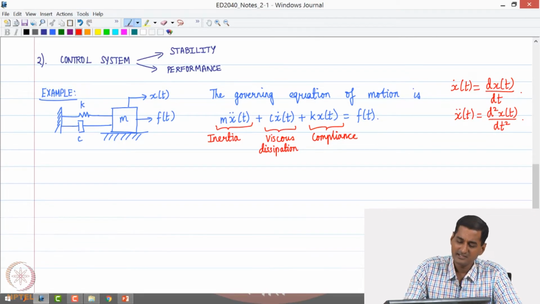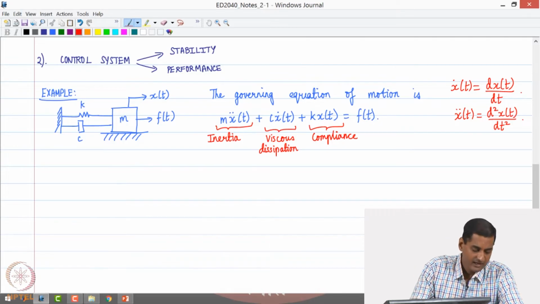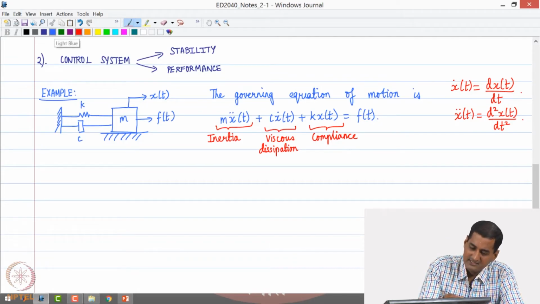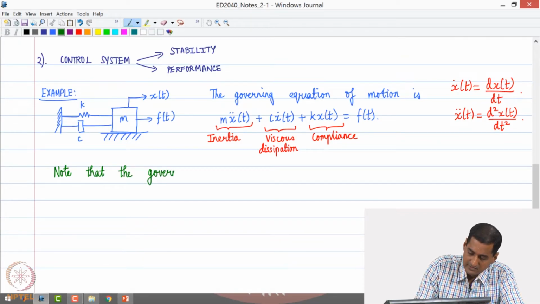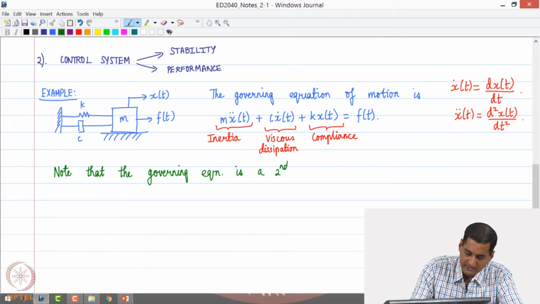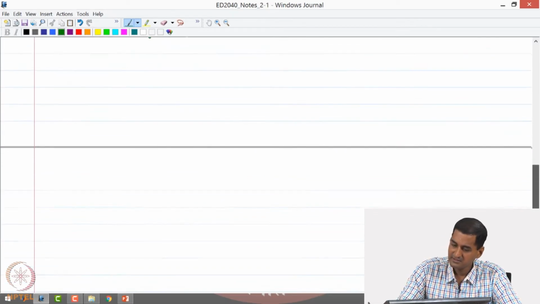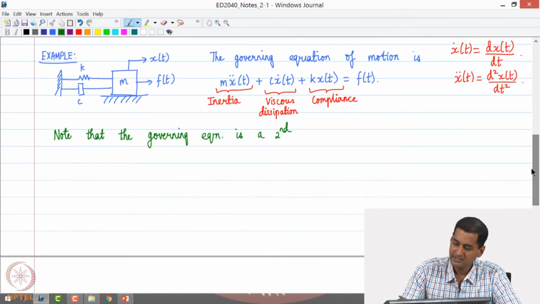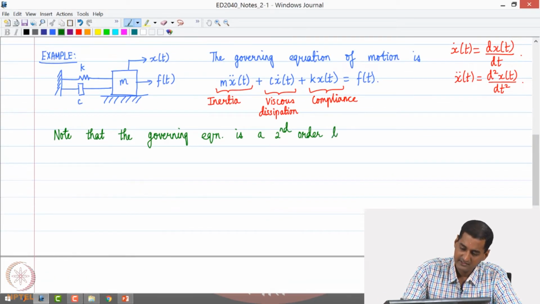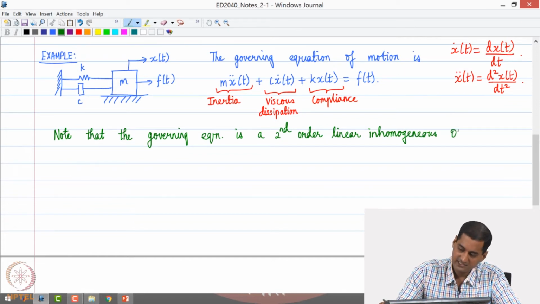But let us consider this example, and we immediately realize that the governing equation is a second order linear inhomogeneous ordinary differential equation with constant coefficients.